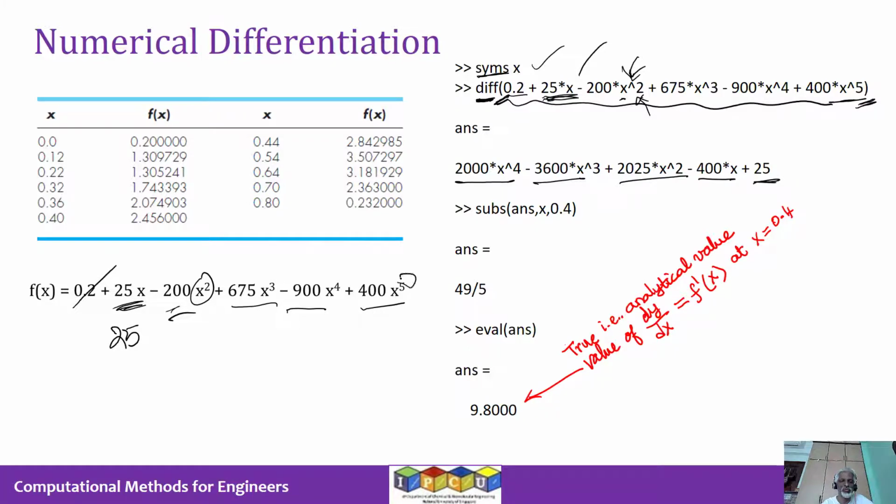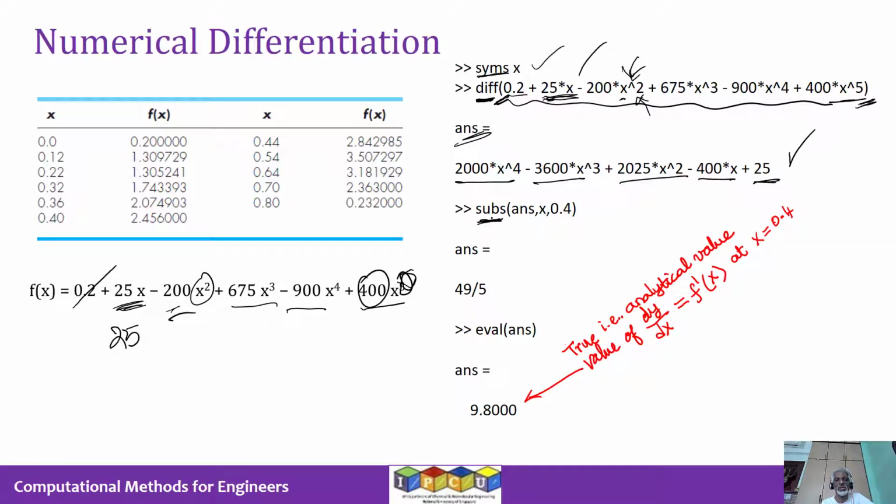So it's 5 times 400 times x to the power of 5 minus 1. Okay, we all know that. So this is what MATLAB computes for us when you use the diff command. So the answer that you get is basically the derivative. Now I'm just saying substitute.